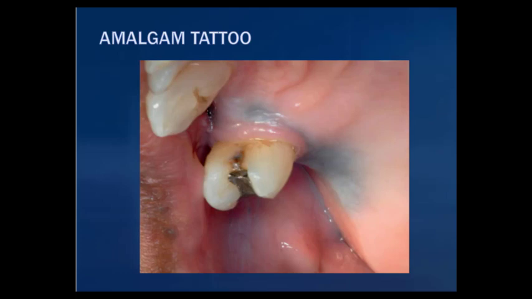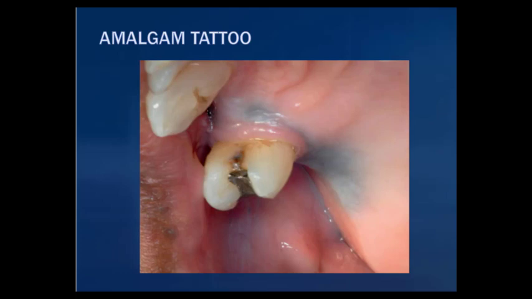We've already talked about amalgam tattoos before, but these are going to result in a bluish-gray lesion where the amalgam leaked into that tissue during the placement or removal of a restoration. So think of it sort of like pieces of shrapnel that get caught in the gums. It's not really like that, but that's the best analogy I can give you.